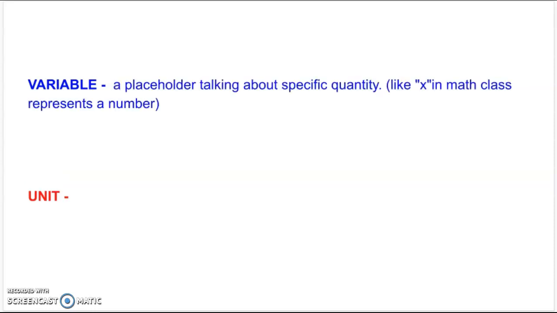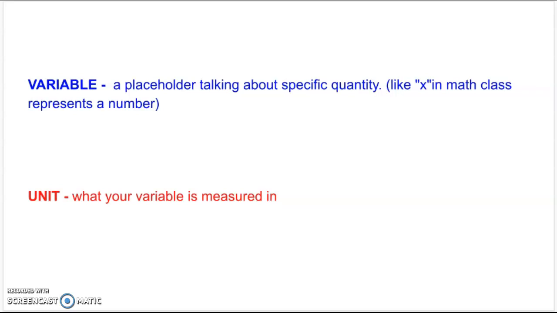Definition of a variable is a placeholder talking about a specific quantity. You might be familiar in math class with the variable x. X, of course, being a representation of some sort of number. Usually you're solving for x in order to find out what it was actually a placeholder for. In science, we often don't use x, we use variables that remind us what we're talking about. So for example, temperature, we use capital T.